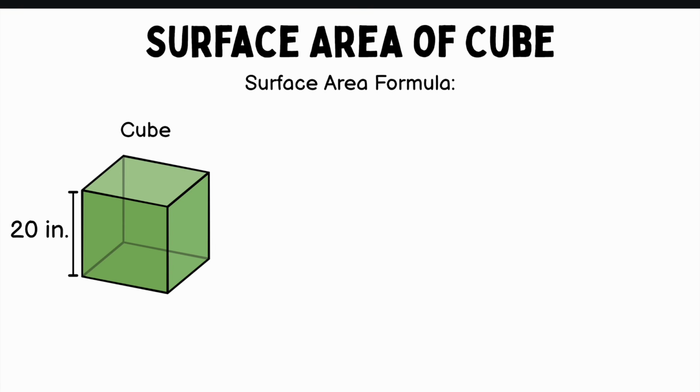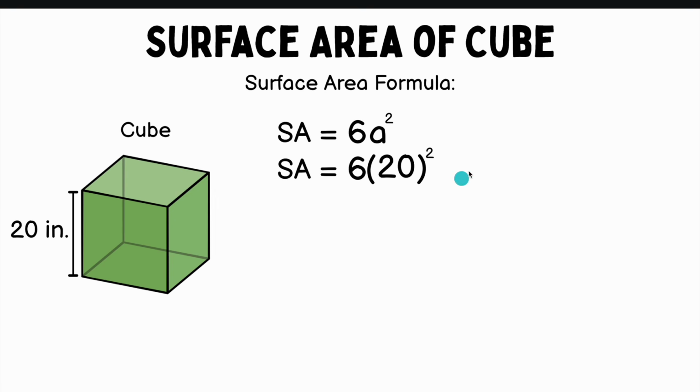Let's write the surface area formula for a cube. Surface area equals 6A squared. Let's write surface area equals 6. Let's plug in the 20 because we know the side length A is 20. Now let's solve 20 squared because that's an exponent. 20 times 20 is 400.